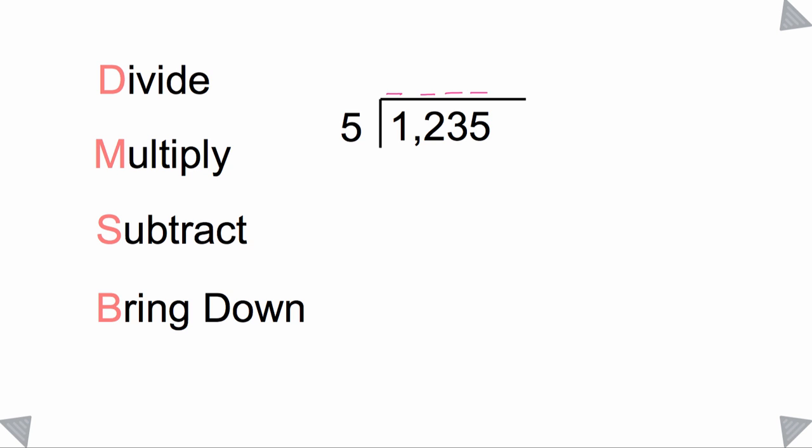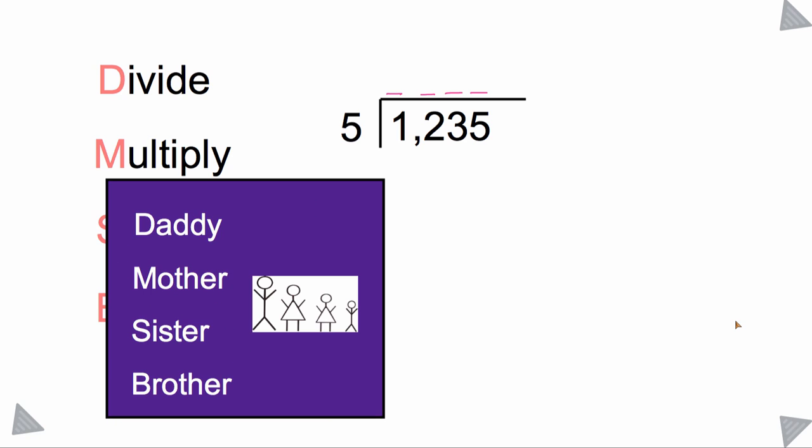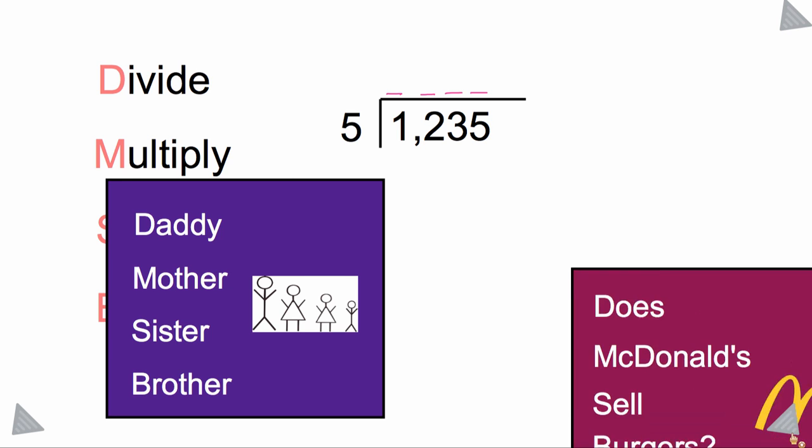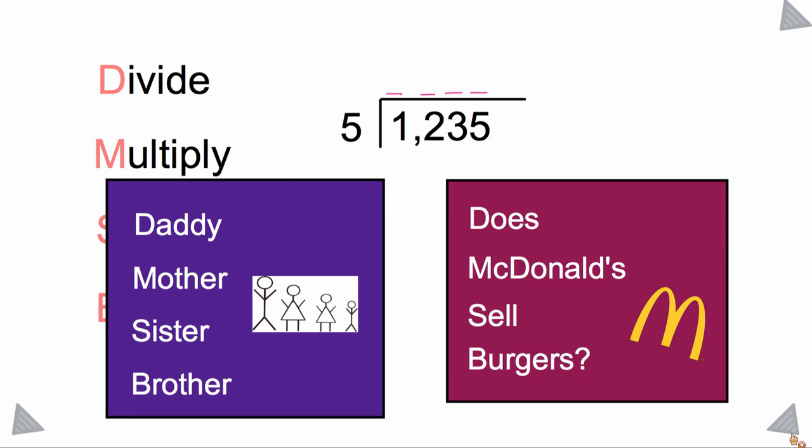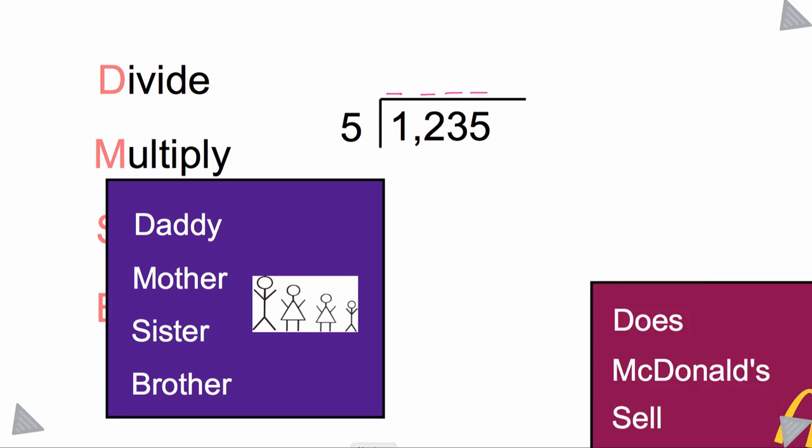There are a couple ways to remember these steps. One way is daddy, mother, sister, brother: divide, multiply, subtract, bring down. Another is, does McDonald's sell burgers? You pick the way you like the best.